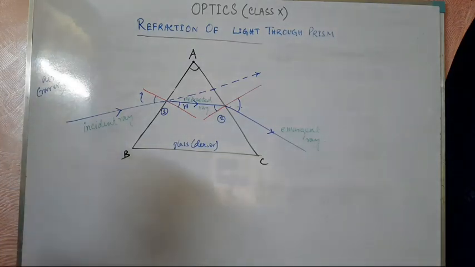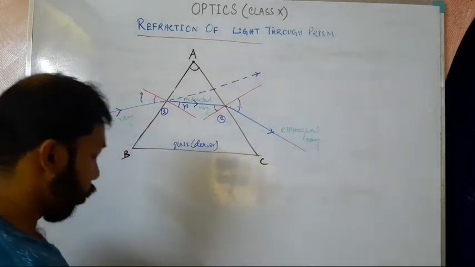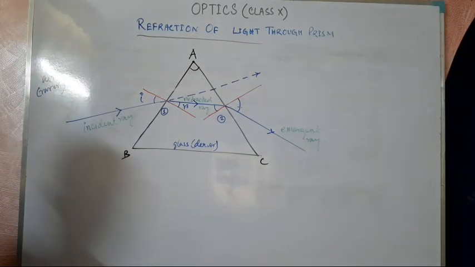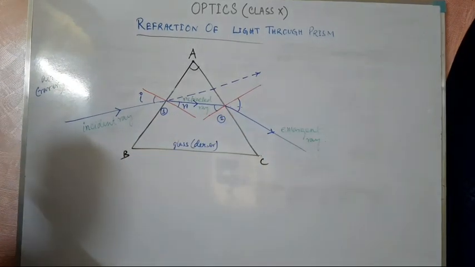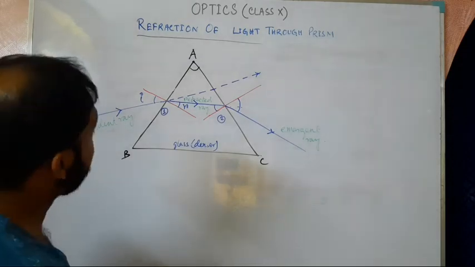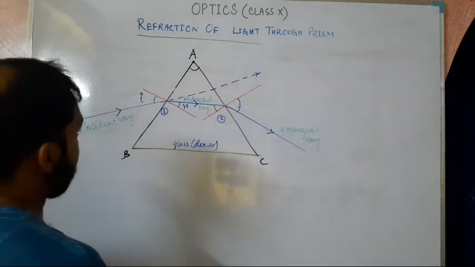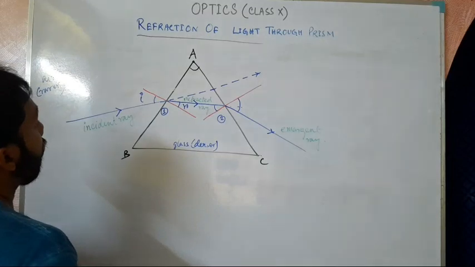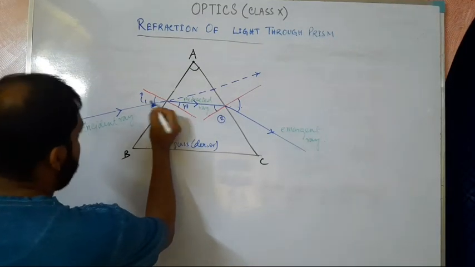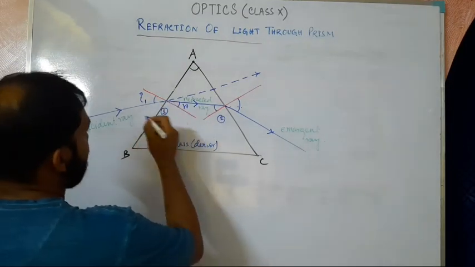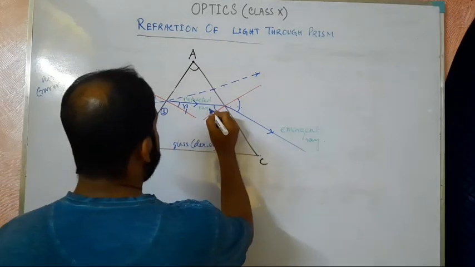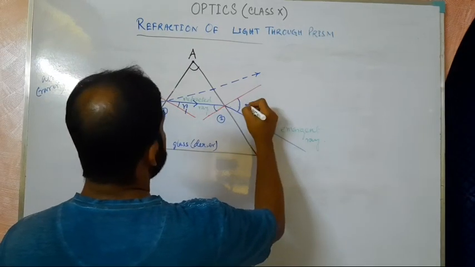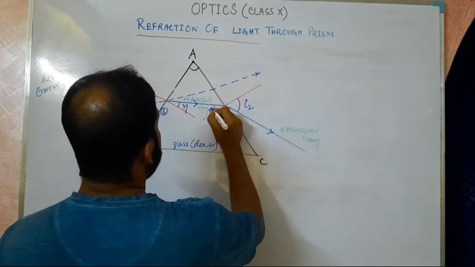And there is more than one incident and refracted angle too. You can see there are two angles of incidence and two angles of refraction. So let us write the names. Let us signify the first angle of incidence by I1, first angle of refraction by R1. Second angle of incidence is I2 and angle of refraction is R2.